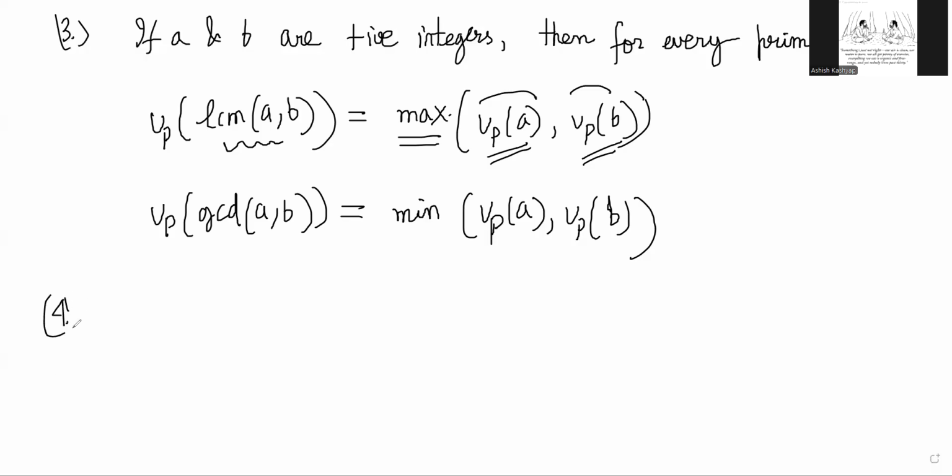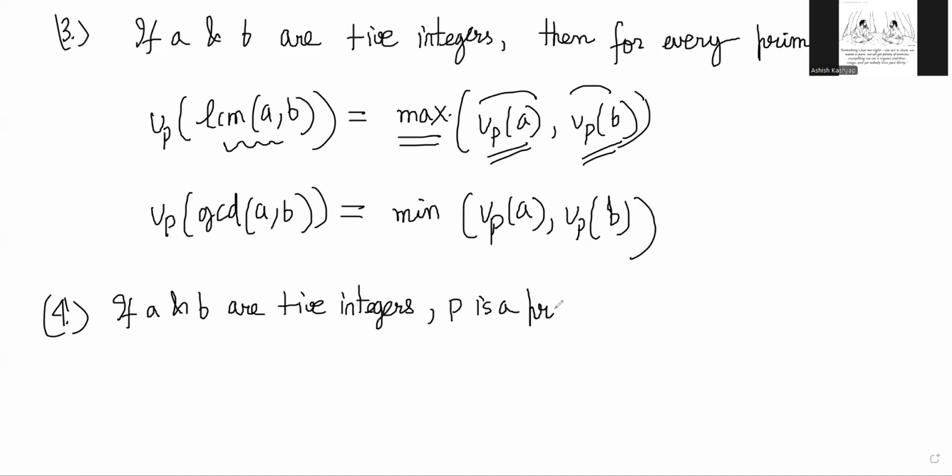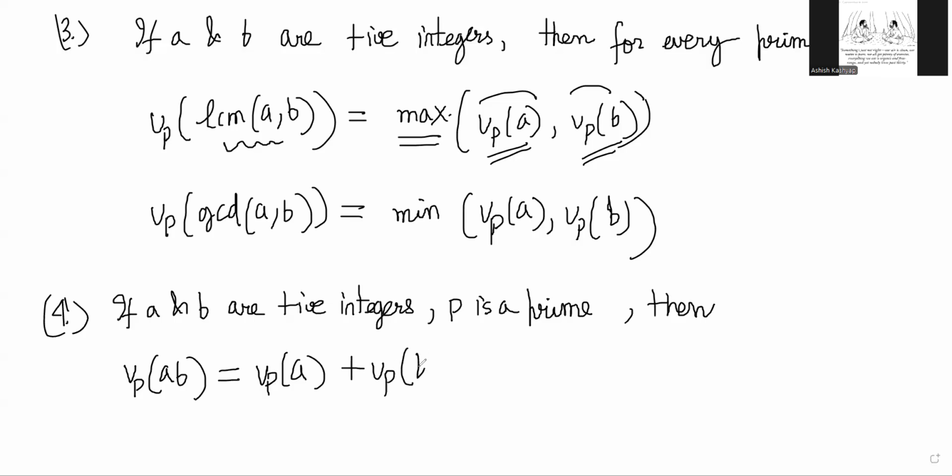Okay. Then we have: if A and B are positive integers and P is a prime, then we can say that V_p(AB) is equal to V_p(A) plus V_p(B), the addition, and V_p(A+B) is greater than or equal to the minimum of V_p(A) and V_p(B).